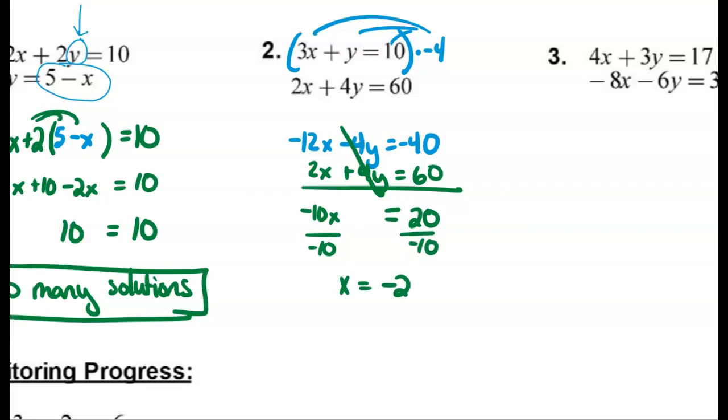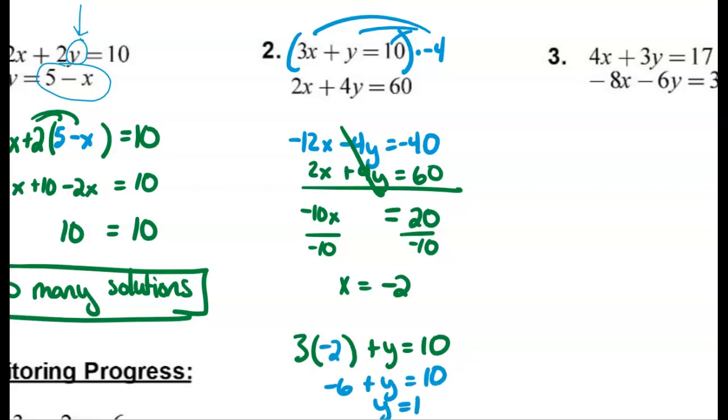Now you go back into either equation, doesn't matter which one, to solve for y. I'm going to go ahead and just take the first equation. So 3x plus y equals 10, but we know x is negative 2. So that's negative 6 plus y equals 10. Add the 6 over, and you get y is 16. So your answer is negative 2, 16.